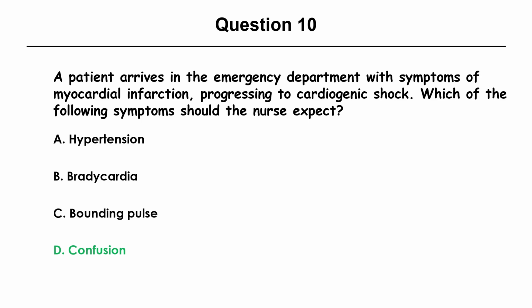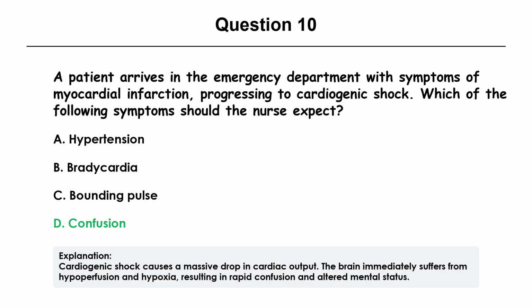The correct answer is option D. Confusion. Cardiogenic shock causes a massive drop in cardiac output. The brain immediately suffers from hypoperfusion and hypoxia, resulting in rapid confusion and altered mental status.